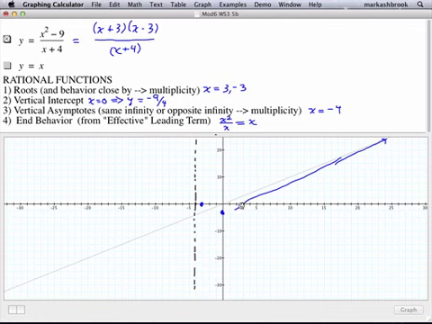Next thing it'll do? Y-intercept. Next thing after that? Come through this zero here. So now the question is, we're going to get close to this vertical asymptote. How will it go through that root? What's the multiplicity of negative 3? Multiplicity of x plus 3 is 1. So it'll go through like a line.